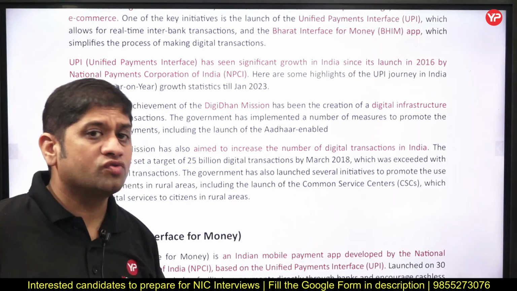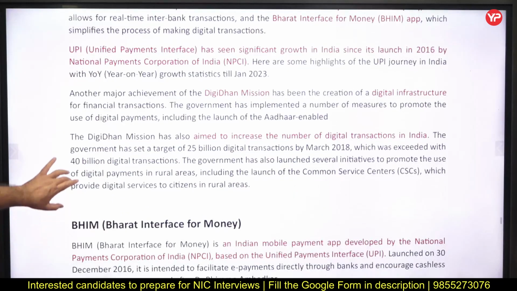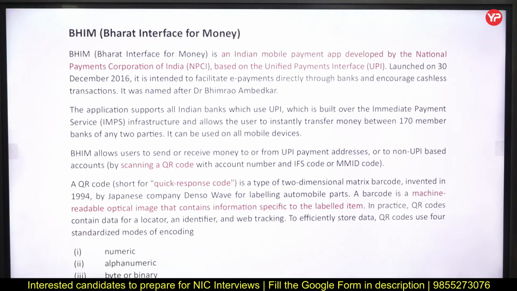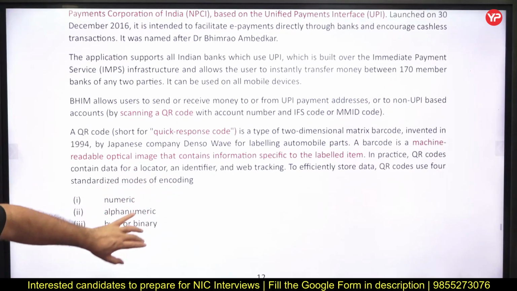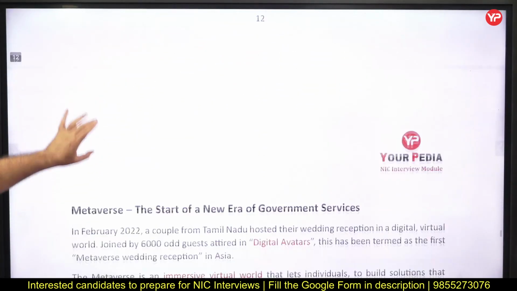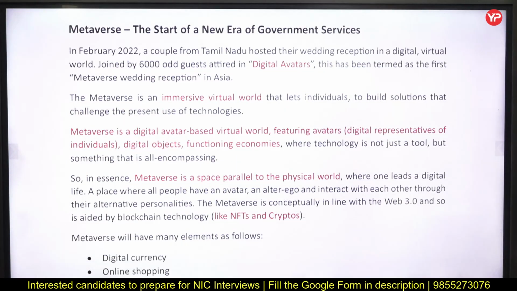Digidhan Mission is also very very important. Read about Digidhan Mission also. And also Bheem, which is an interface for money, Indian mobile payment app which is developed by NIC. This is one of the very very famous and very important app developed by this particular organization, that is National Informatics Center, and this is Unified Payment Interface, UPI mode. How this QR code are scanned through this and all these things. So Bheem app के बारे में वो कई बार पूछता है, आपने Bheem app का नाम सुना है, do you know what is the meaning of Bheem app?